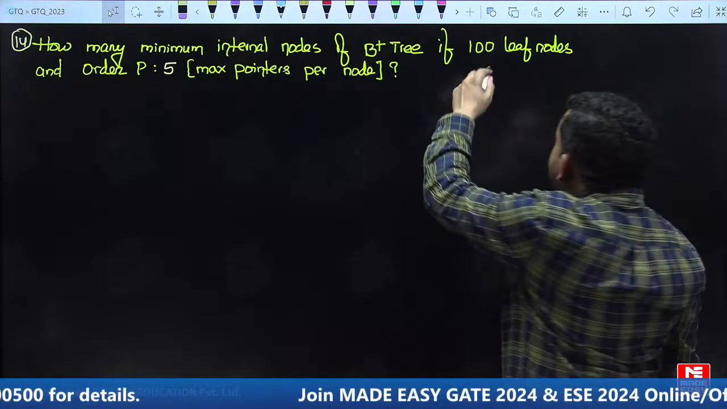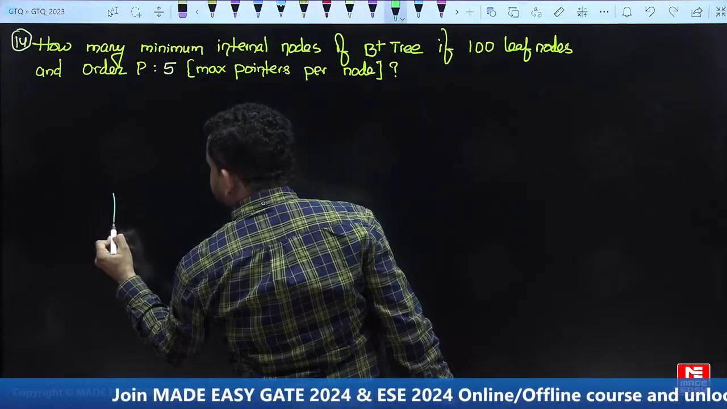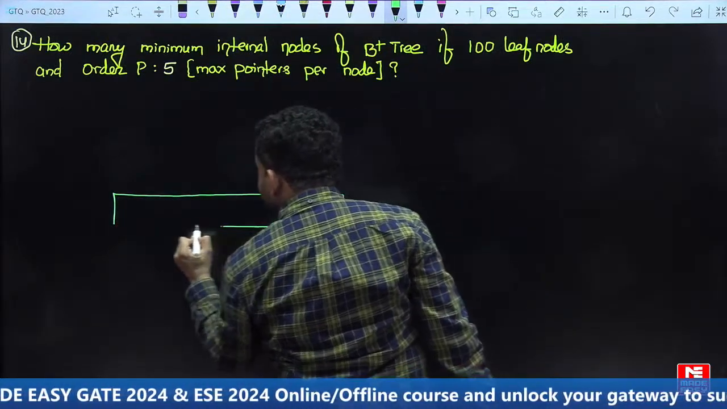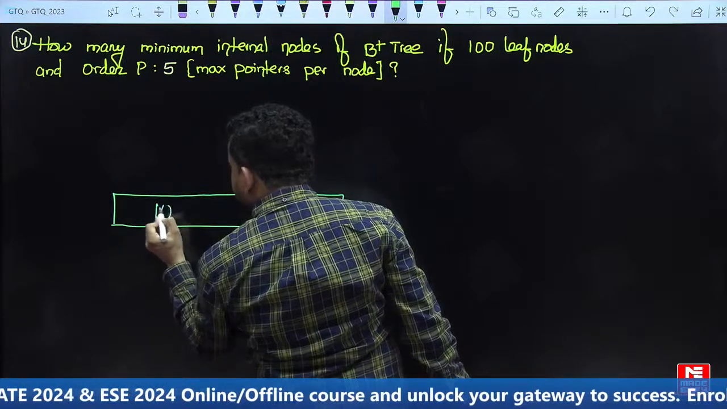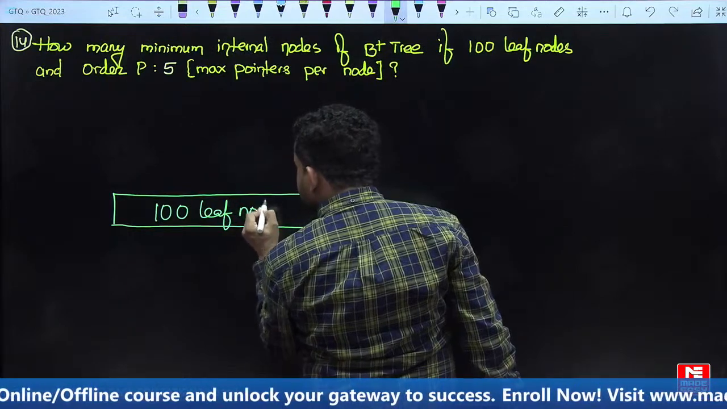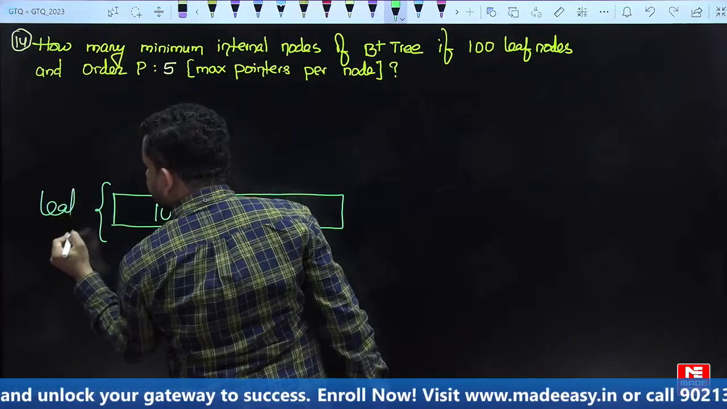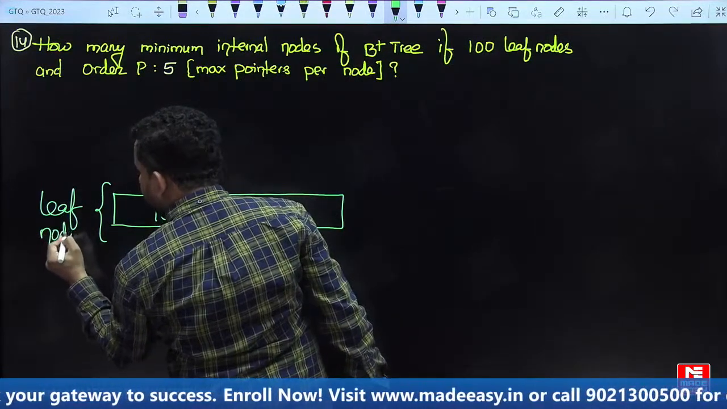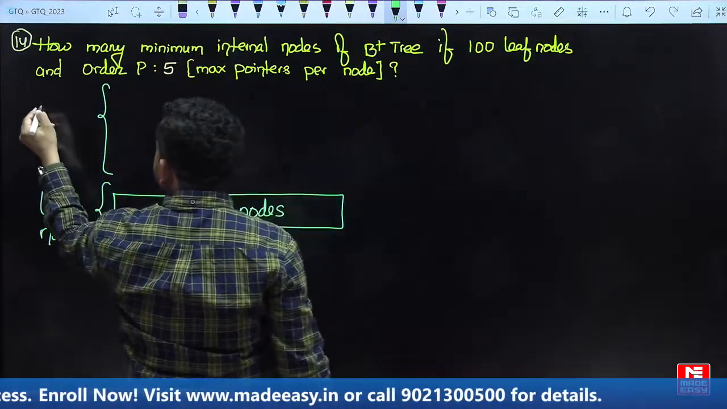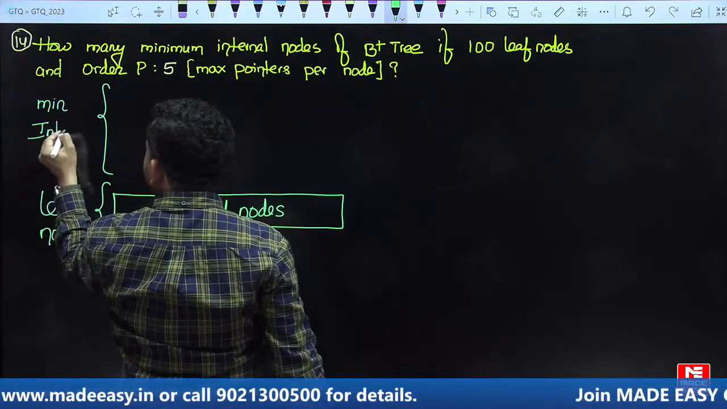See, total 100 leaf nodes are given. Okay, number of leaf nodes is 100. It's not the number of keys, it's the number of leaf nodes. Okay, 100 leaf nodes exist. And you need to compute the minimum possible internal nodes. Minimum internal nodes.